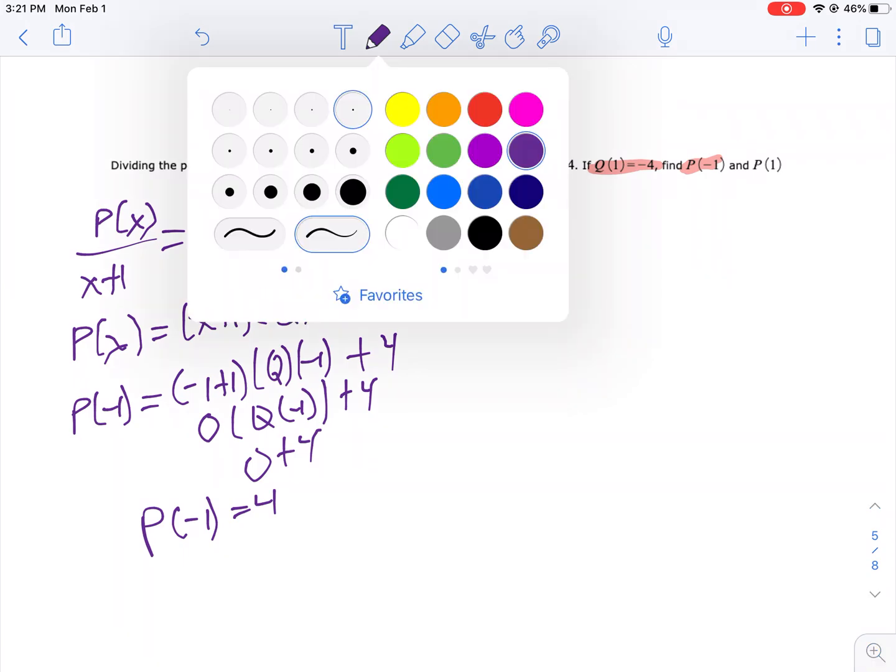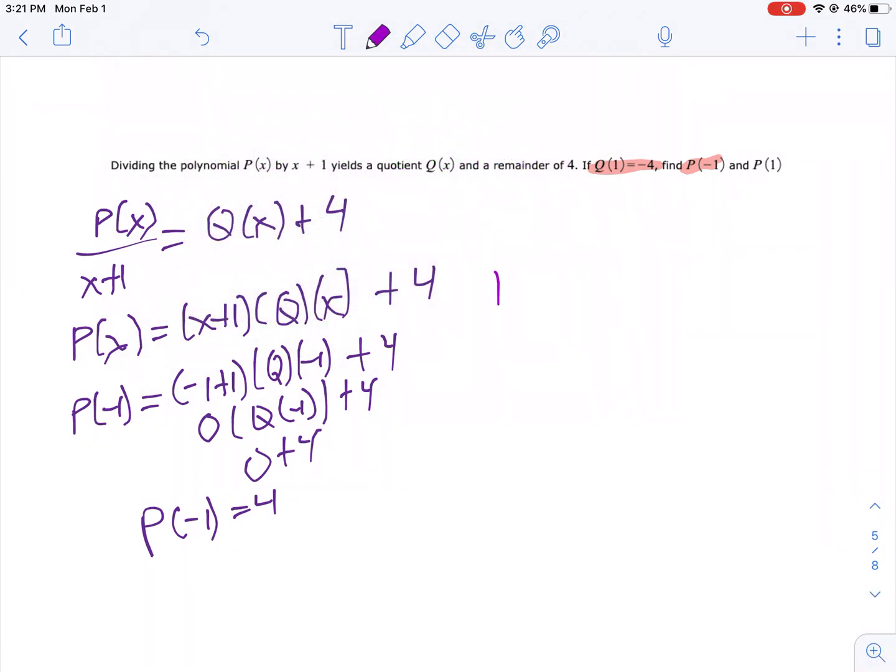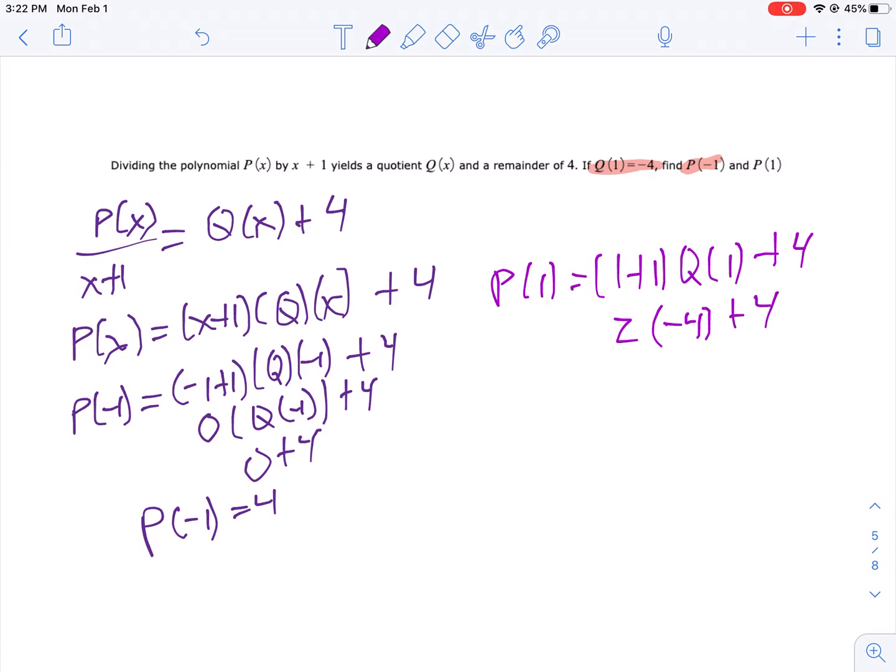We're also supposed to find p of positive 1. So p of 1 equals 1 plus 1 times q of 1 plus 4. Well, 1 plus 1 is 2. From our directions, q of 1 is negative 4. We'll add 4 onto that. So 2 times negative 4 is negative 8, plus 4 is negative 4. So p of 1 is negative 4. That's how you should approach that problem.